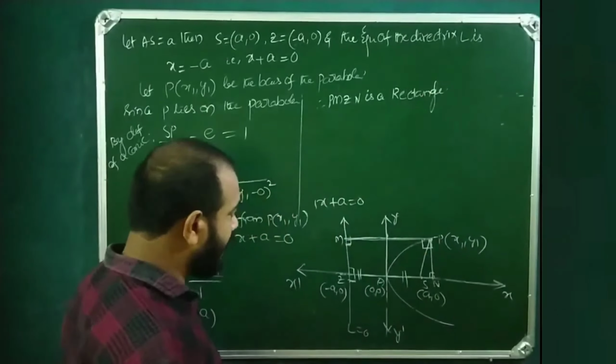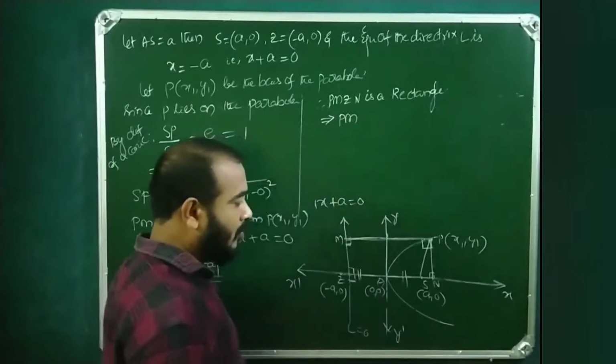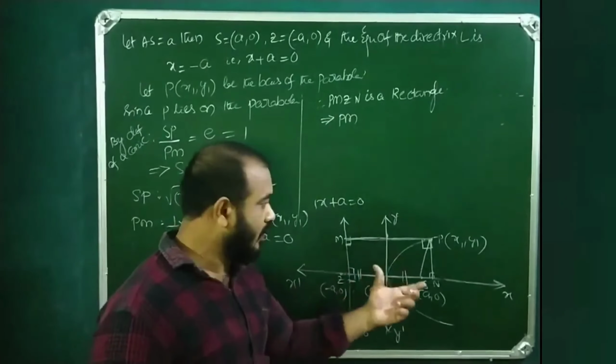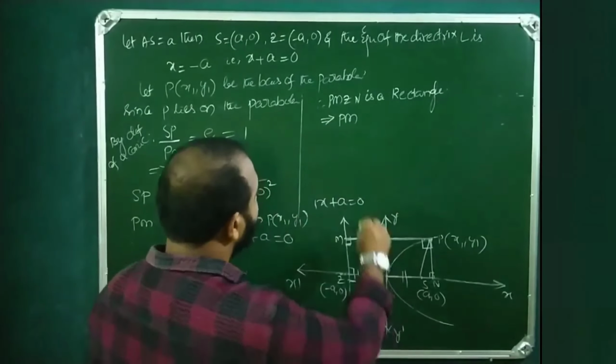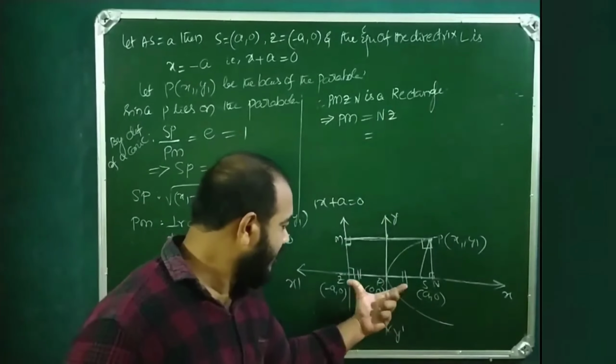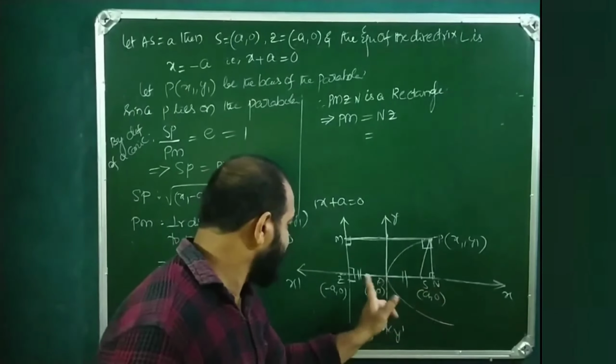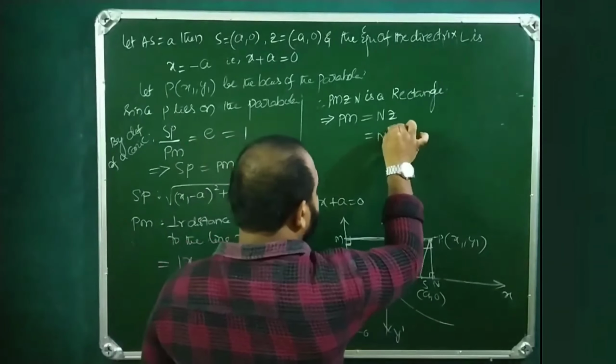Then PM is equals to, according to the property of rectangle, opposite sides are equal. So PM is equals to NZ. And what is this NZ? NZ is nothing but NA plus AZ.